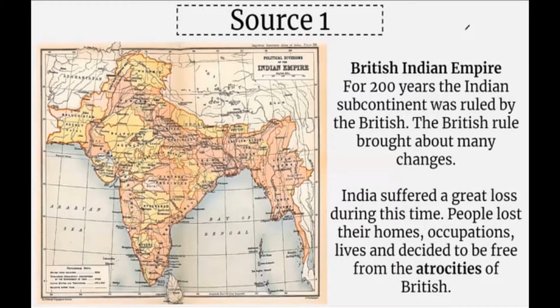Atrocities means to create a lot of trouble for someone. So during British rule, many Indian people lost their homes, they lost their jobs and occupations, they lost their lives, many people died, and in the end, they decided that they wanted to get freedom from whatever struggles and problems they were facing from Britishers.